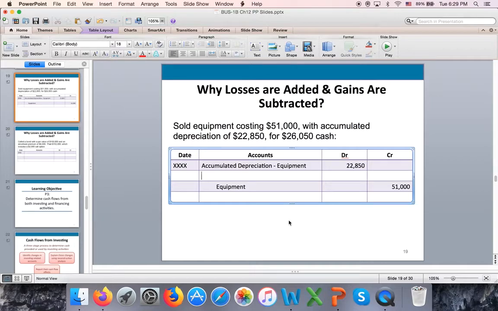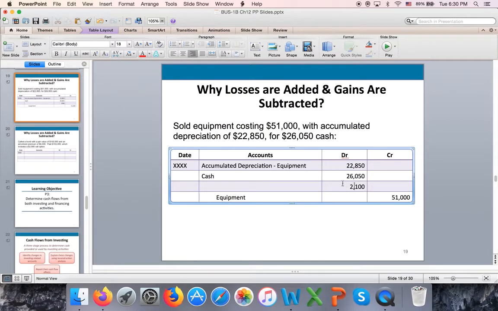Cash I am receiving, and it's 26,050, so we debit it. Now, we can just plug in what's missing. Let me calculate. My debits together are 22,850 plus 26,050, which is 48,900, and my equipment is 51,000. So I'm missing 2,100. And it's a debit.